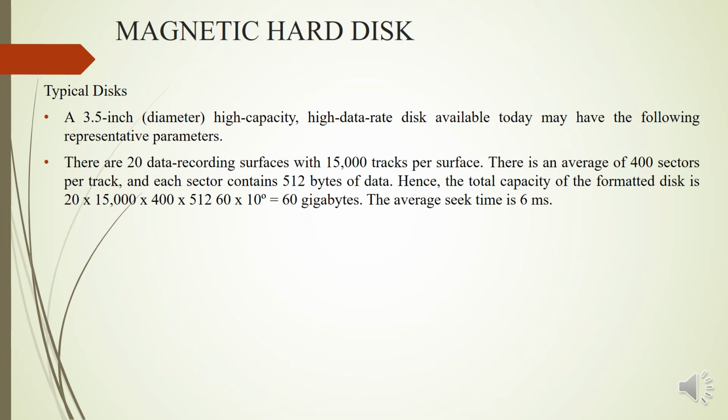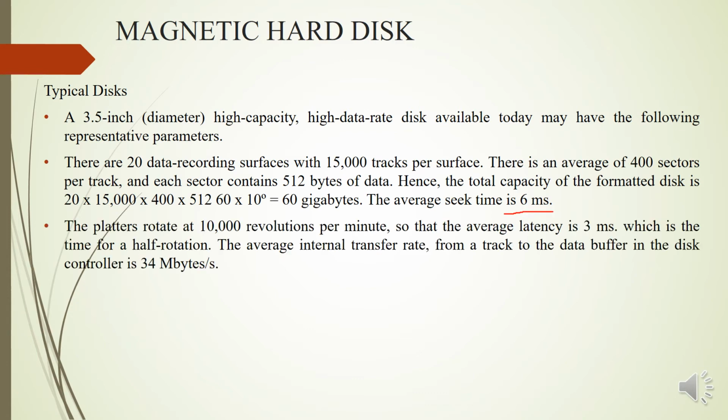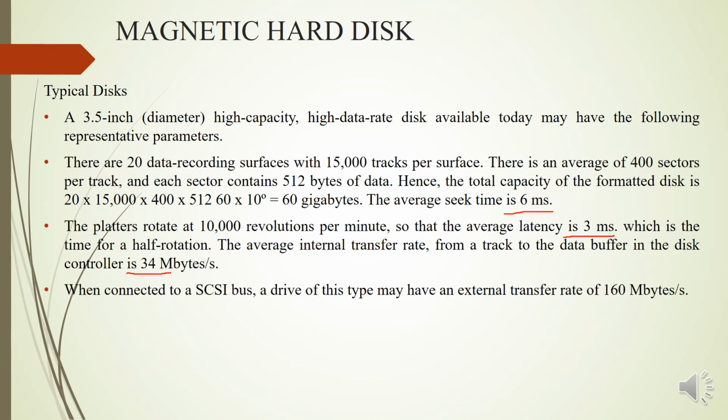The average seek time will be 6 milliseconds. The platters rotate at 10,000 revolutions per minute so that the average latency will be 3 milliseconds, which is time for a half rotation. The average internal transfer rate from a track to the data buffer in the disk controller is 34 megabytes per second. When connected to SCSI bus, a drive of this type may have an external transfer rate of 160 megabytes.